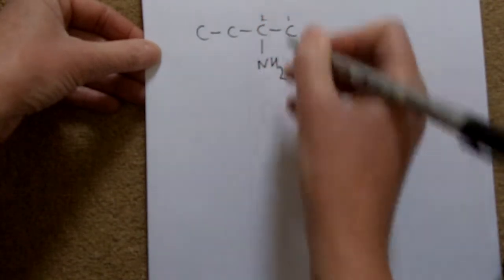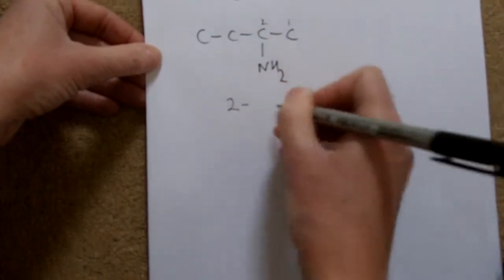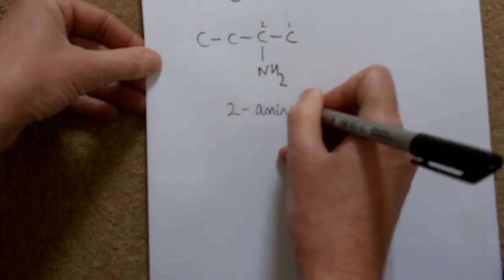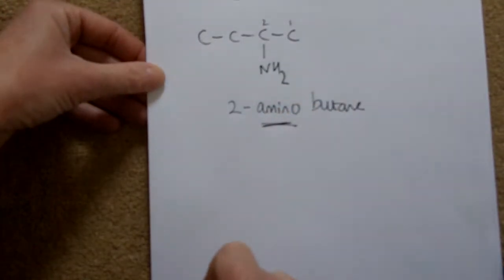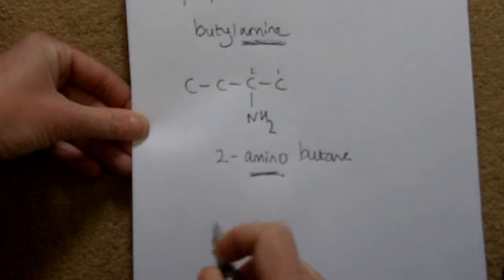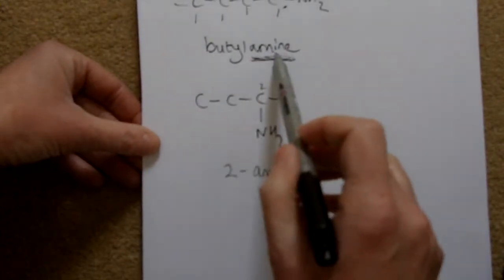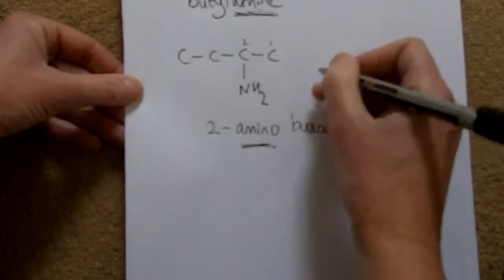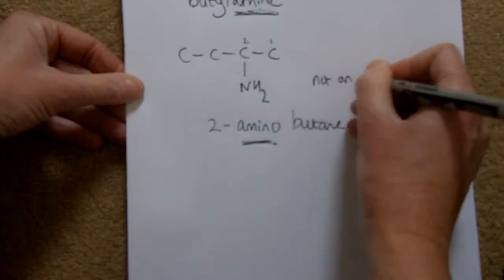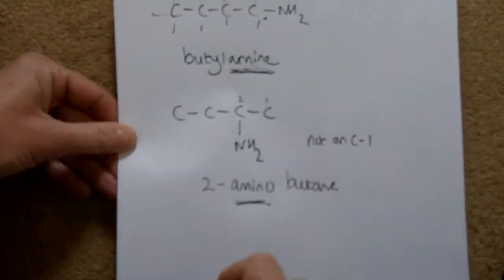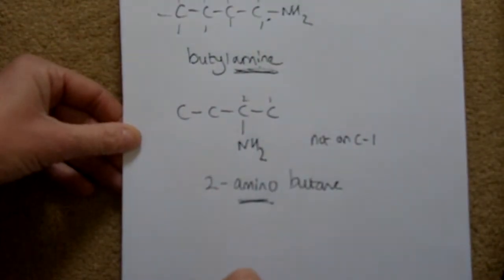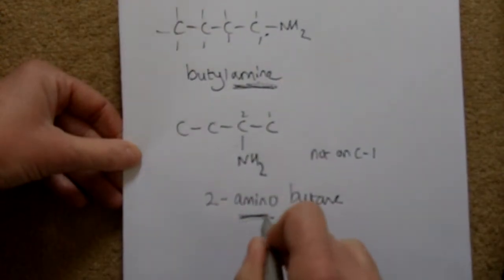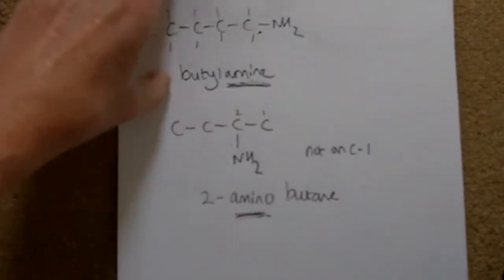And on carbon 2, we've got 2, it's called amino. 2-aminobutane. Okay, so that's the name you can use if it's not on carbon 1. So not on carbon 1. The amine group is not on carbon 1. Okay, right, 2-aminobutane. Right, and then let's do some reactions of amines.